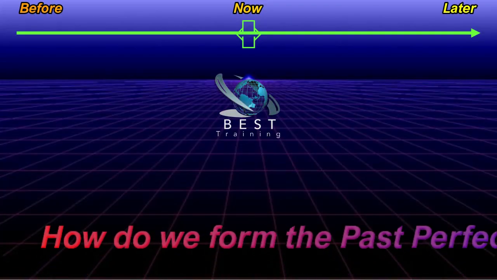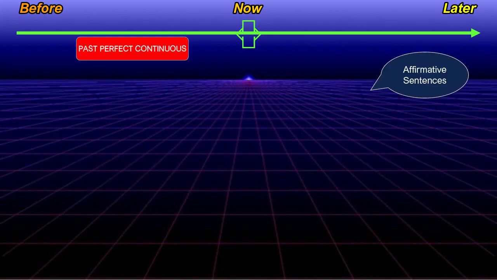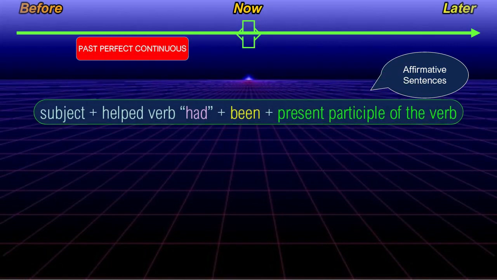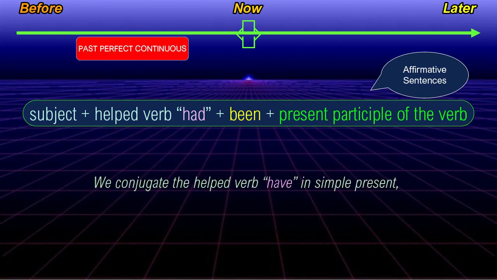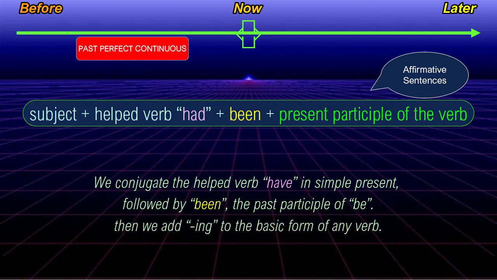How do we form the past perfect continuous? The structure of the past perfect continuous in affirmative form is subject plus helped verb had plus been plus present participle of the verb. We conjugate the helped verb have in simple past, followed by been, the past participle of be. Then we add ing to the basic form of any verb.